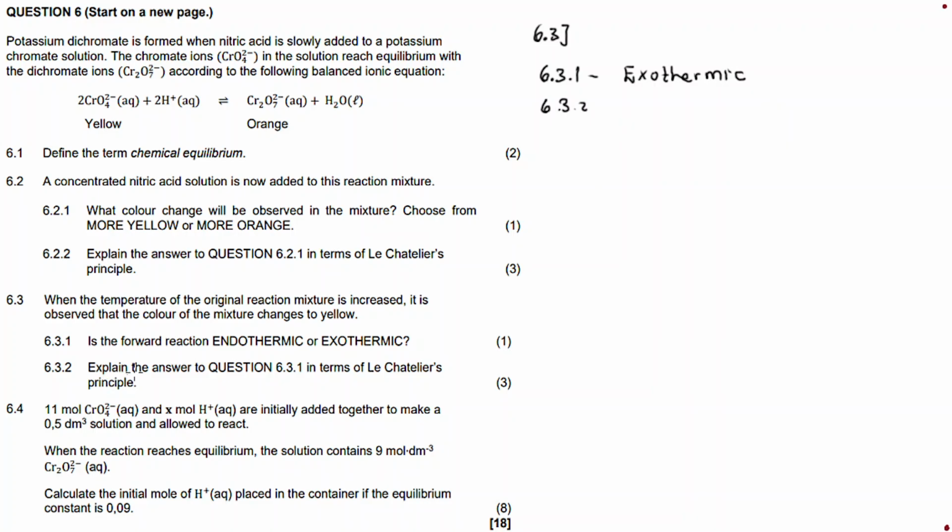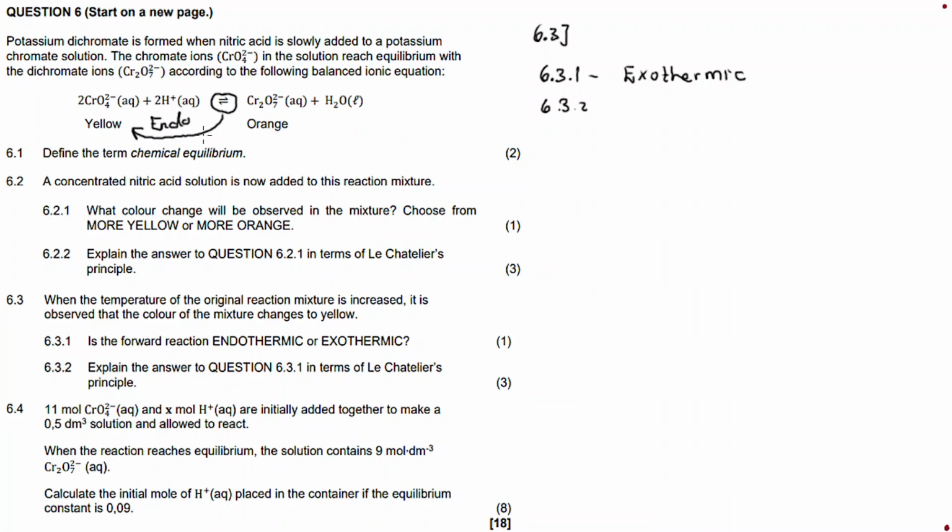6.3.2, we have to explain the answer in terms of Le Chatelier's principle. An increase in temperature favors what? The endothermic reaction, right? So by increasing temperature to this equilibrium, it became more yellow. It means that the reverse reaction is endothermic. Remember, an increase in temperature favors the endothermic reaction.